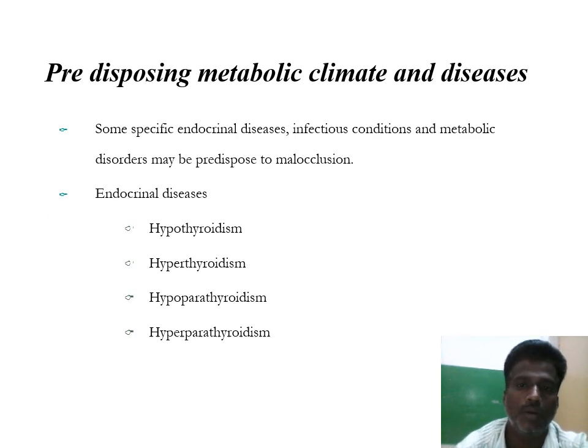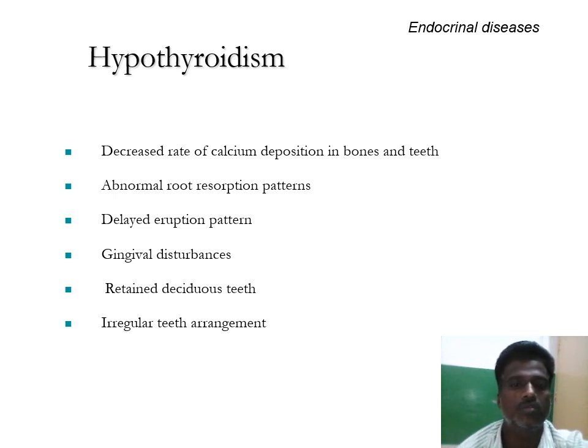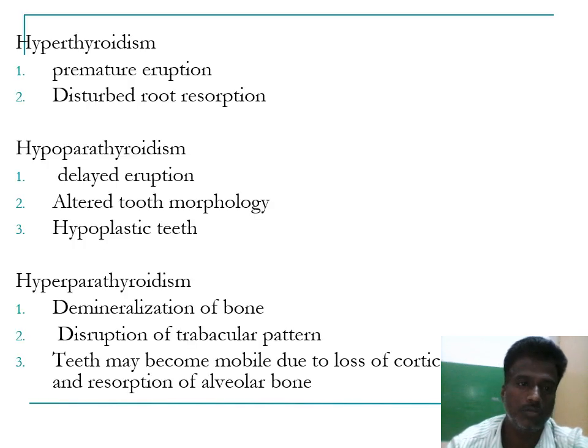Then predisposing metabolic climate and diseases. Endocrine diseases are most commonly involved in the predisposing metabolic climate: hypoparathyroidism and hyperparathyroidism. Hypothyroidism has some dental-related problems, that means decreased rate of calcium deposition in bones and teeth. The normal calcium level is 8 milligrams per deciliter, and if it falls below 8 milligrams per deciliter, it may lead to hypothyroidism.